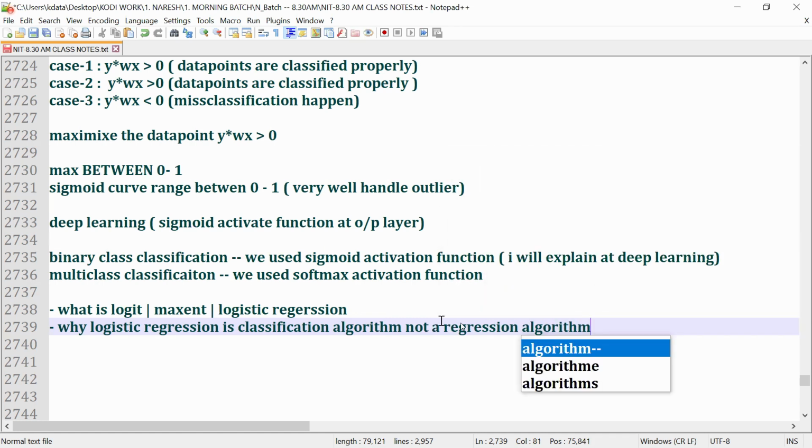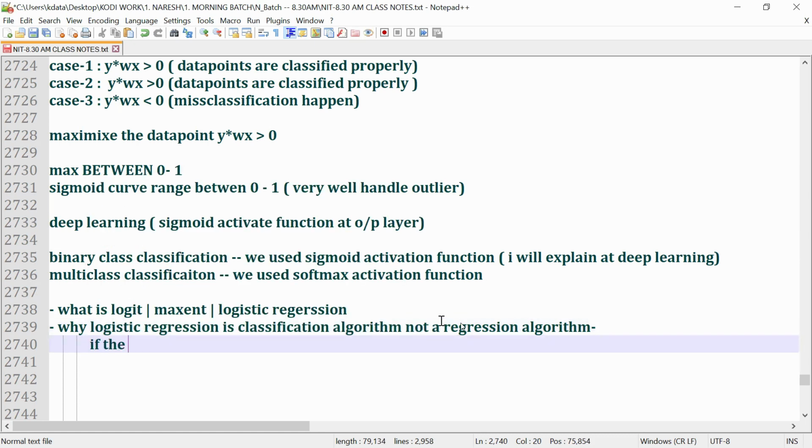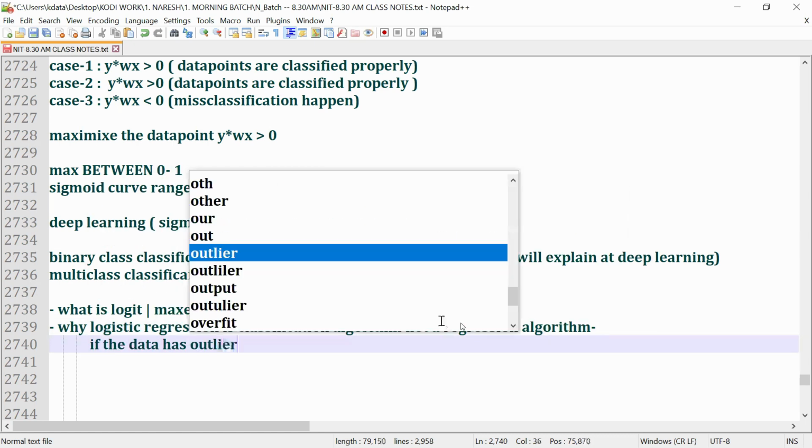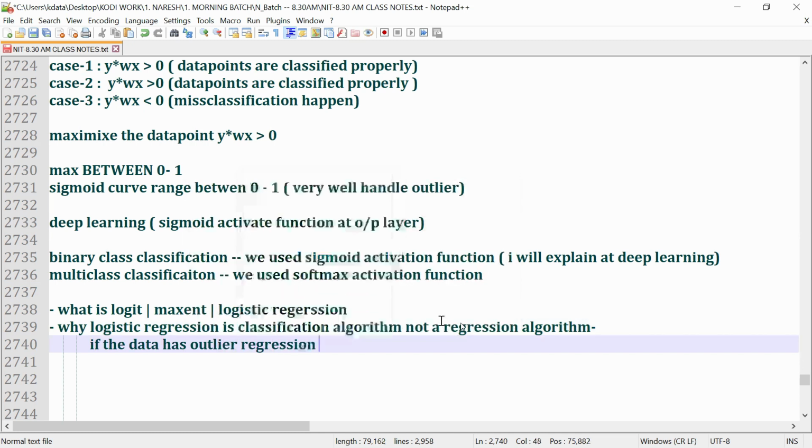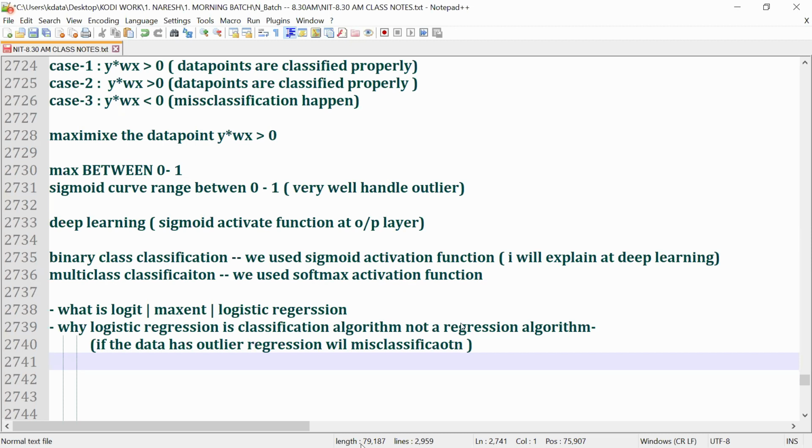The answer is, if the data has outliers, regression fails. Regression will give you a misunderstanding of the data, misclassification of the data. I understand. So by default, if you have tons of records, you cannot recognize what the outliers are. So by default, we can apply logistic regression. Are we clear? So this is the second question.